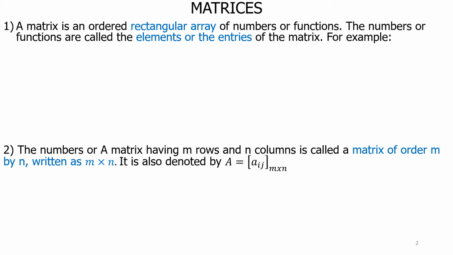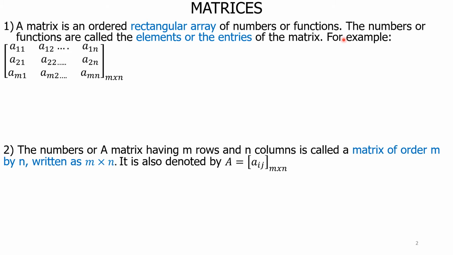Matrices. A matrix is an ordered rectangular array of numbers, or it contains elements and numbers. It is a rectangular arrangement of numbers or functions, or sometimes symbols also. The numbers or functions are called elements or entries of the matrix.